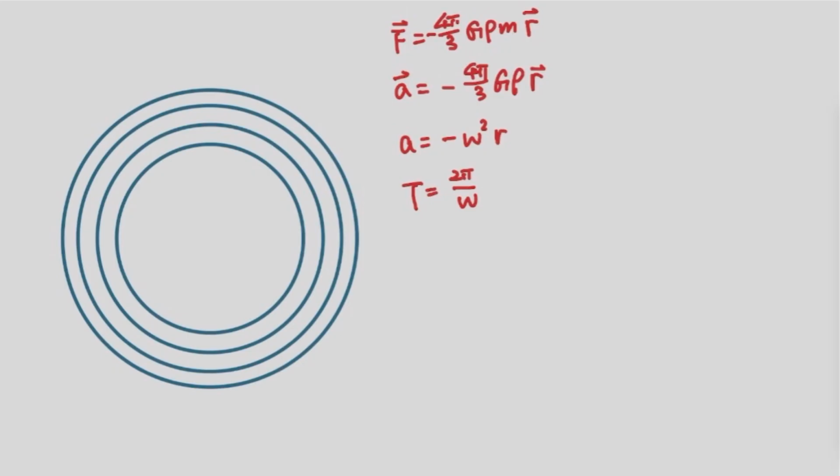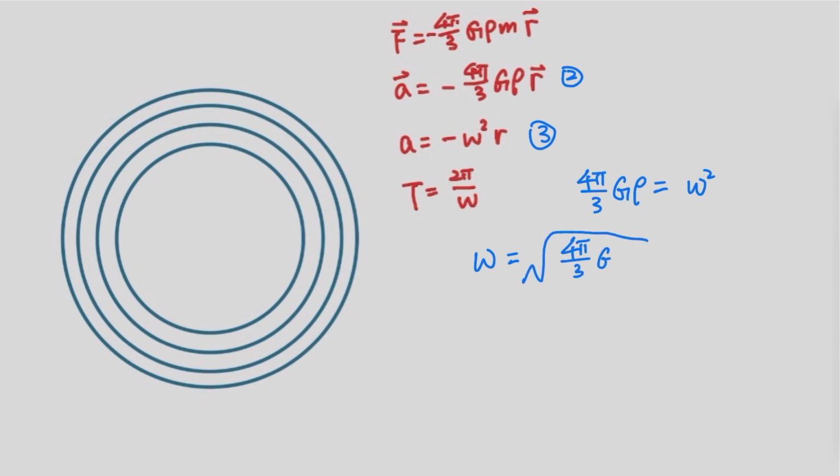So if we put the second and the third equation together, we will get 4 pi over 3 G rho equals omega squared. So we can calculate omega by taking the square root of it, which will be the square root of 4 pi over 3 G rho. Also, we know that the time taken for us to go to the other side of the world is going to be half of the period of the simple harmonic motion. So time equals half T, which will be pi over omega, and we just need to put omega in.